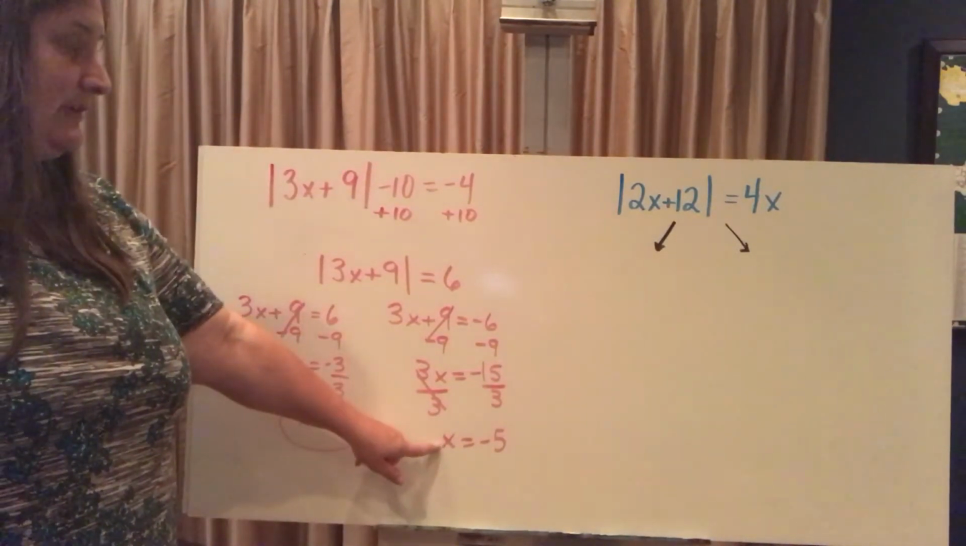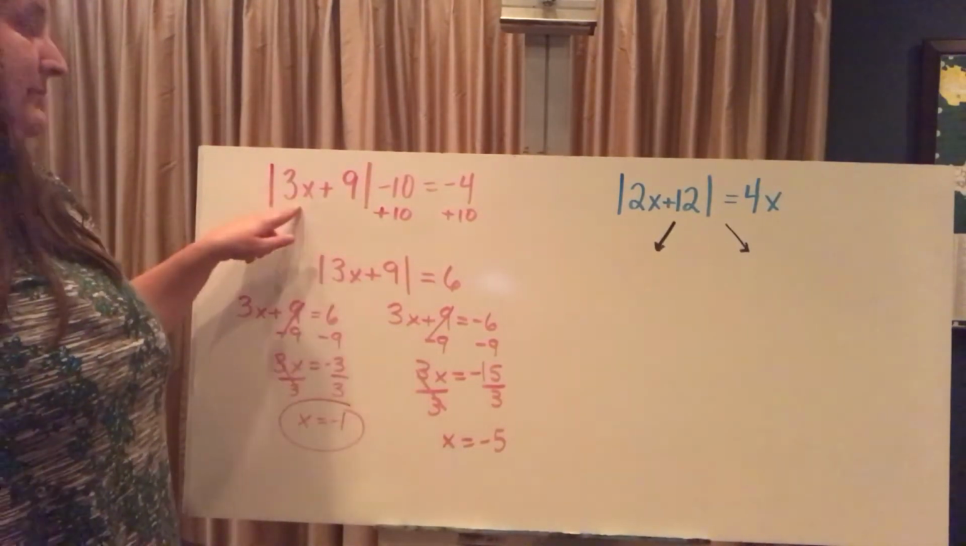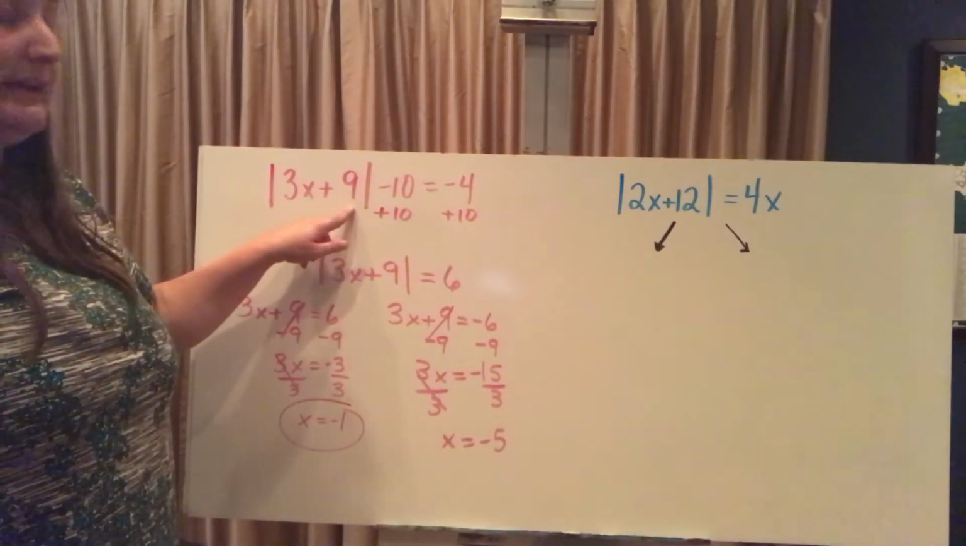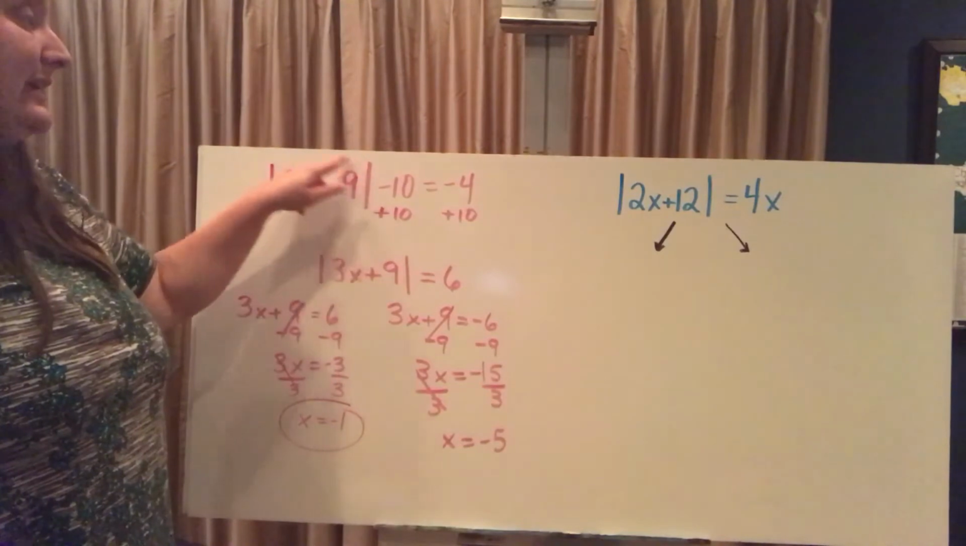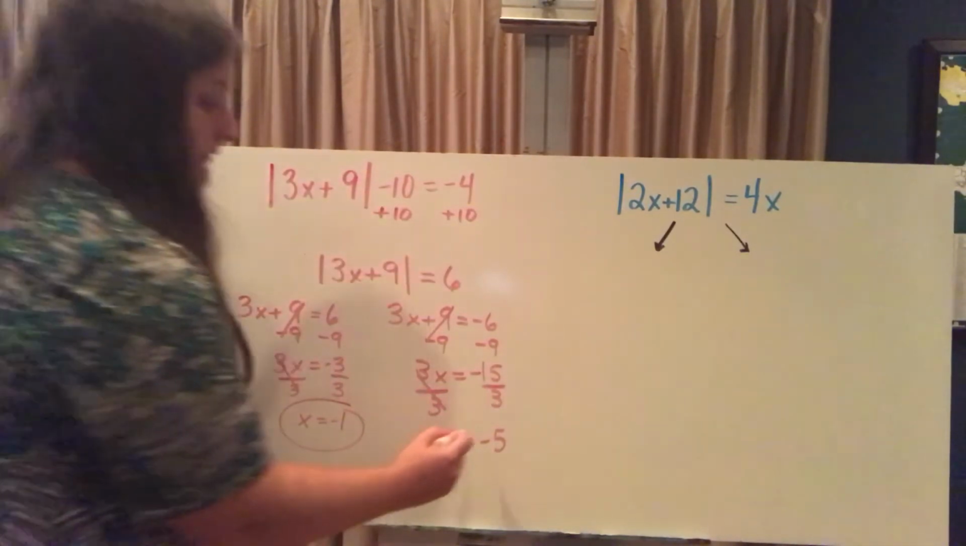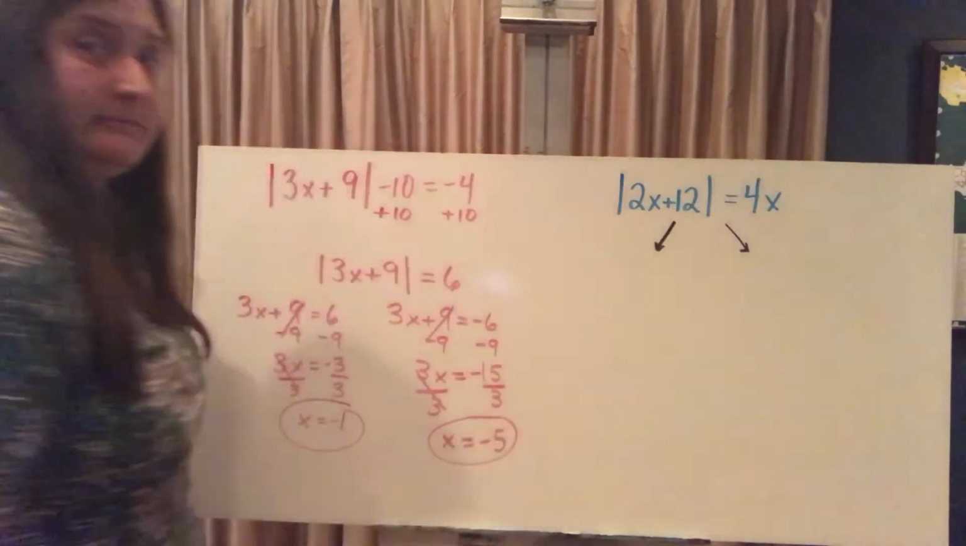Now I'm going to test out negative 5. 3 times negative 5 is negative 15, plus 9 is negative 6. The absolute value of negative 6 is 6, minus 10 is negative 4. So here I have two solutions.